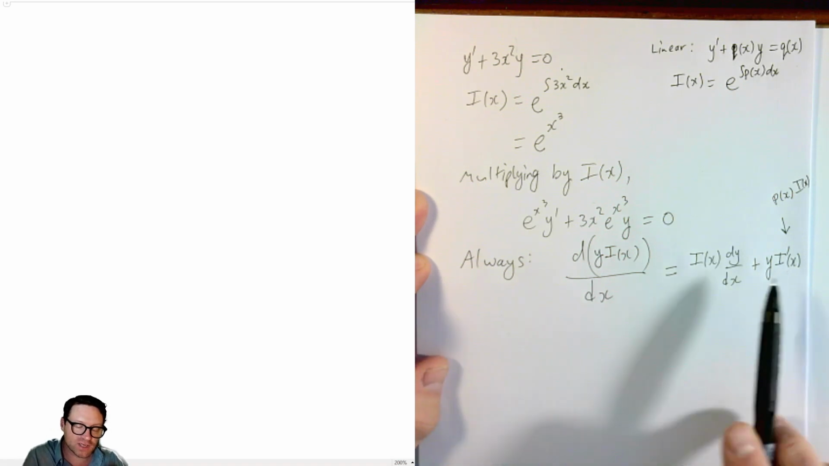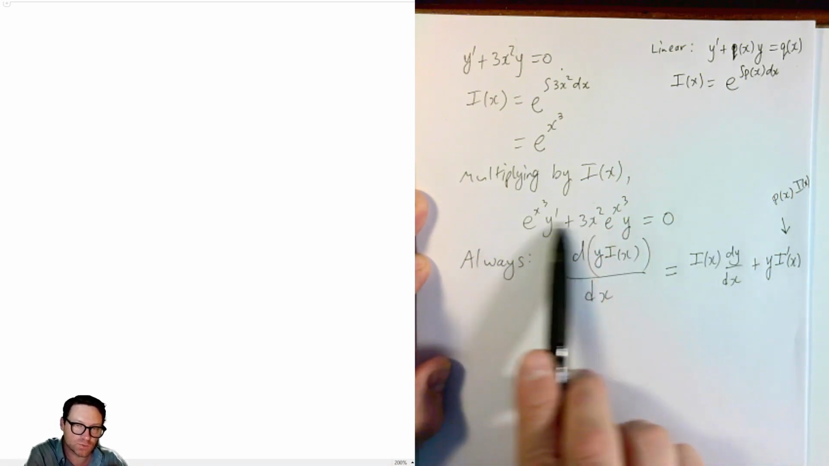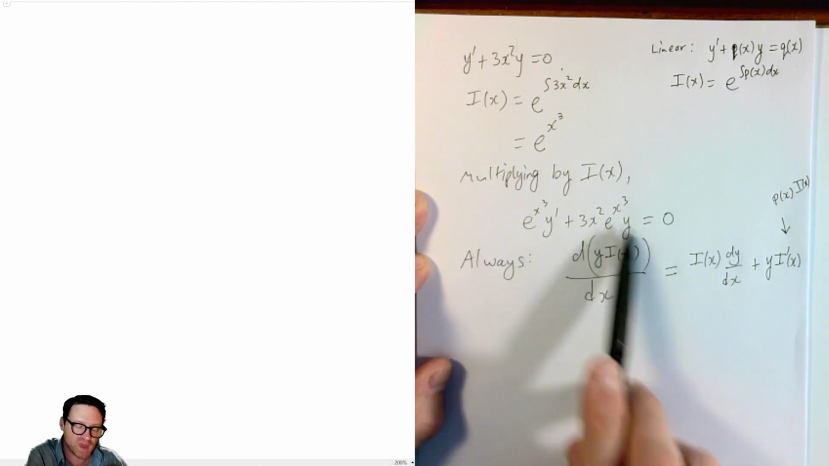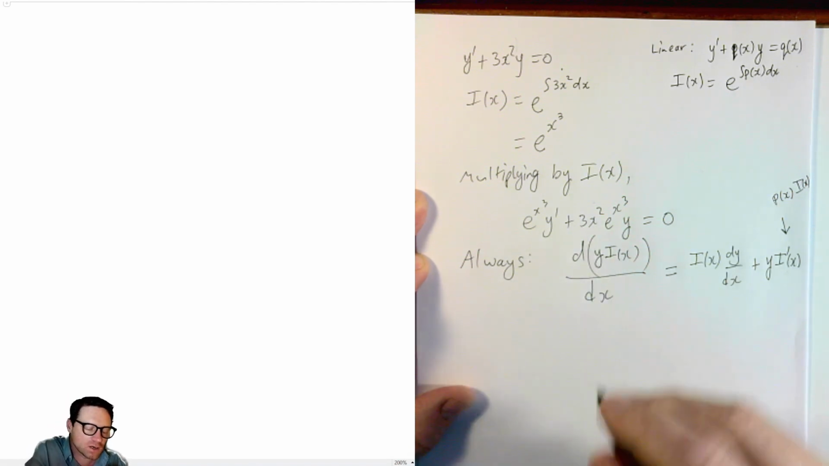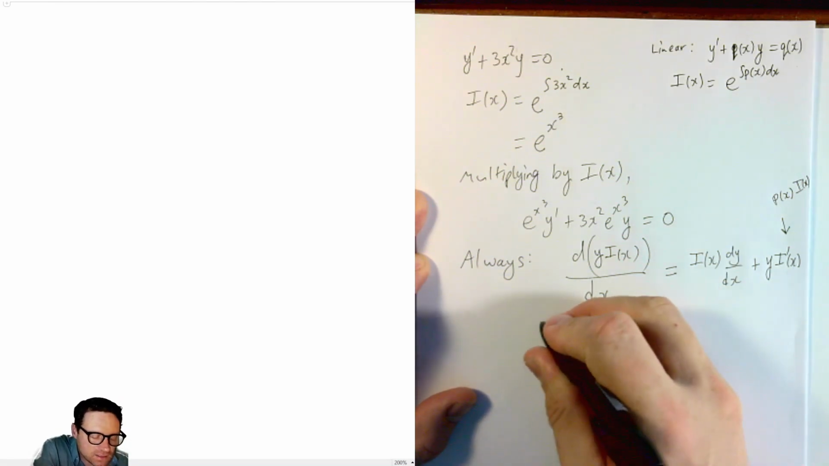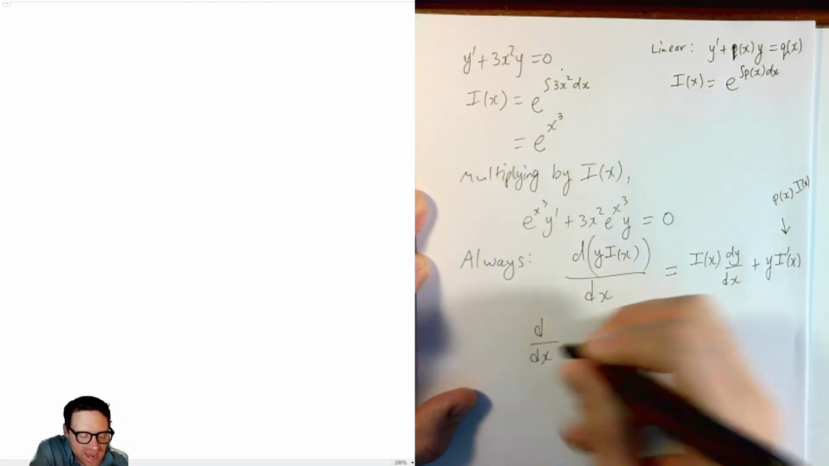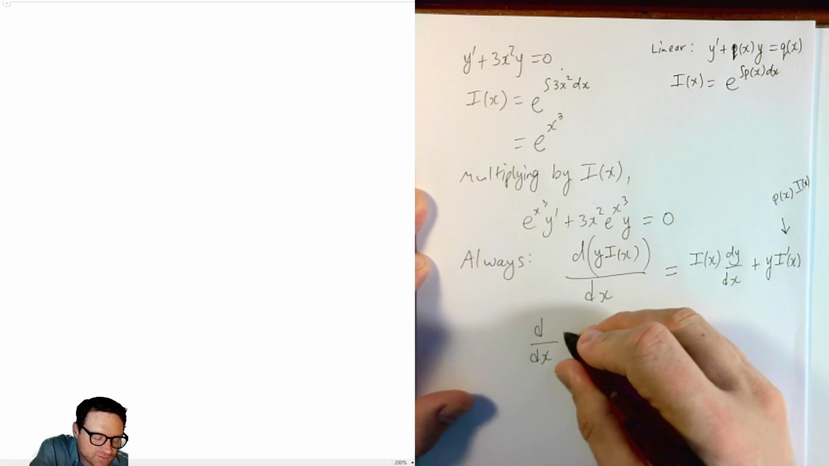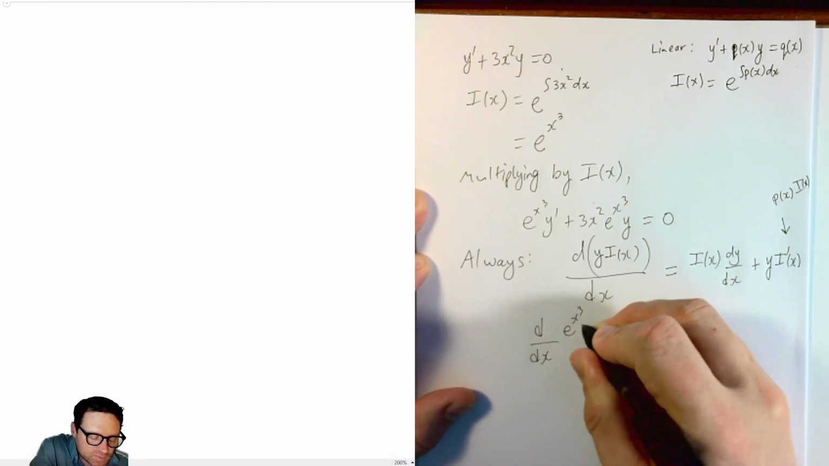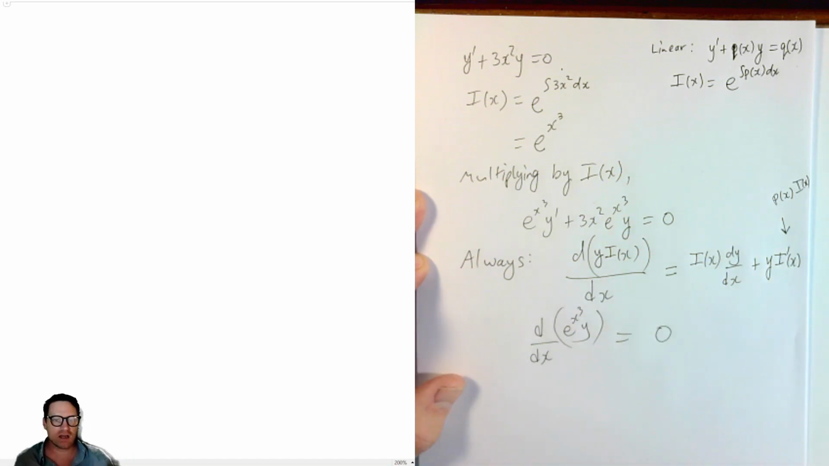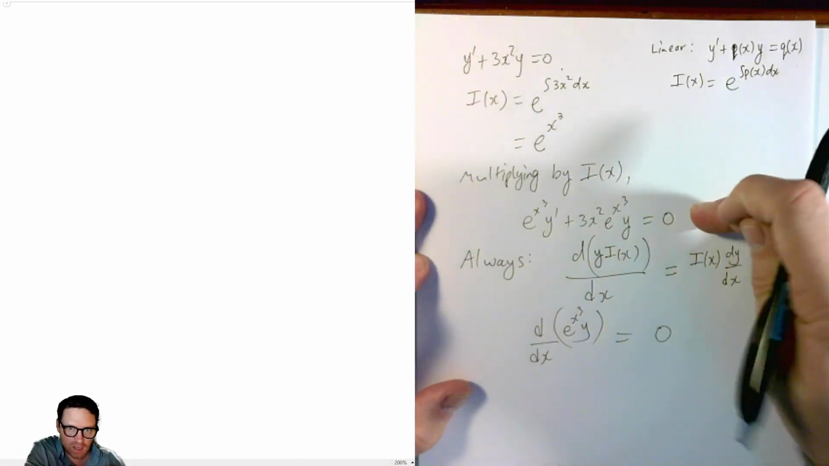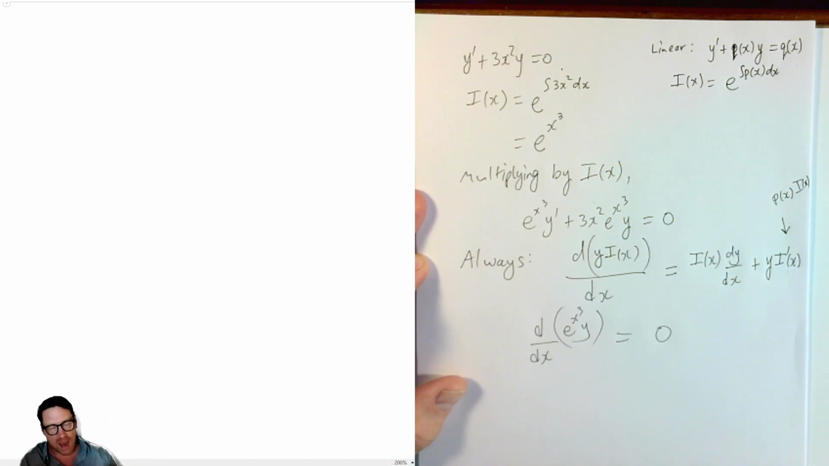What we're doing is taking this, which is what we have here, and going the other way and packing this up into a derivative of a product. So what we have then is the derivative with respect to x of the product e to the x cubed y, and that's equal to the right-hand side. So we pack this up into this, and now we can just integrate both sides.